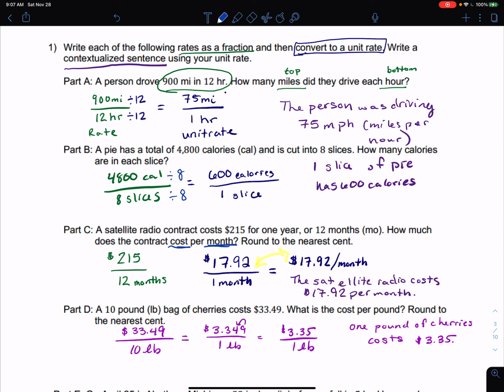To get this into a unit rate, I'm going to divide by the denominator. So I'll divide by 12 and divide by 12, which gives me the unit rate of $17.92 per 1 month. And we also said here you could write it with this sideways slash instead and say that it's $17.92 per month. If we're writing it in a contextualized sentence, we'd say that the satellite radio costs $17.92 per month.